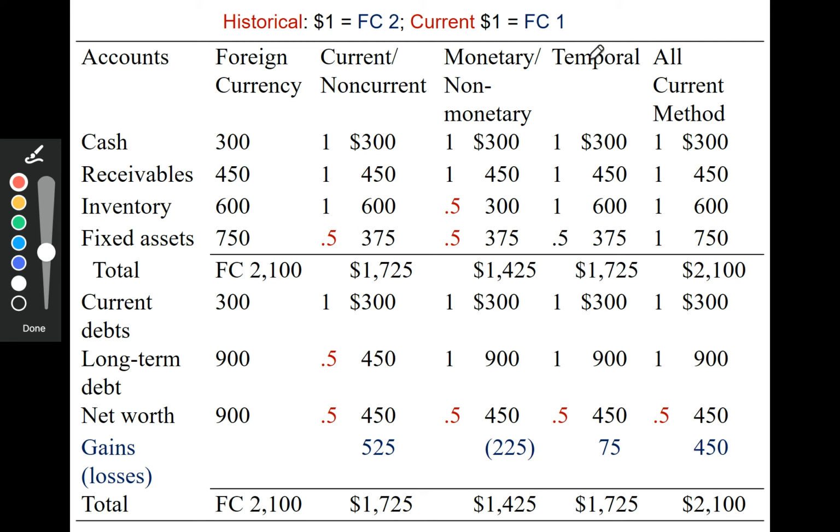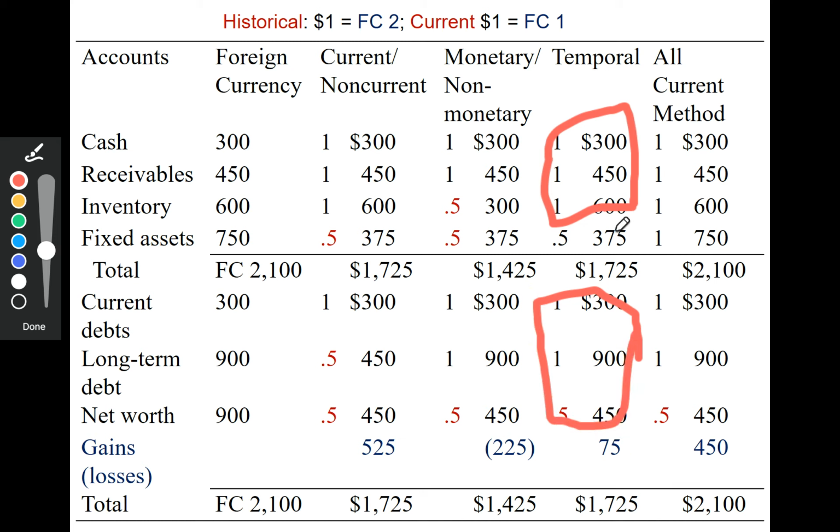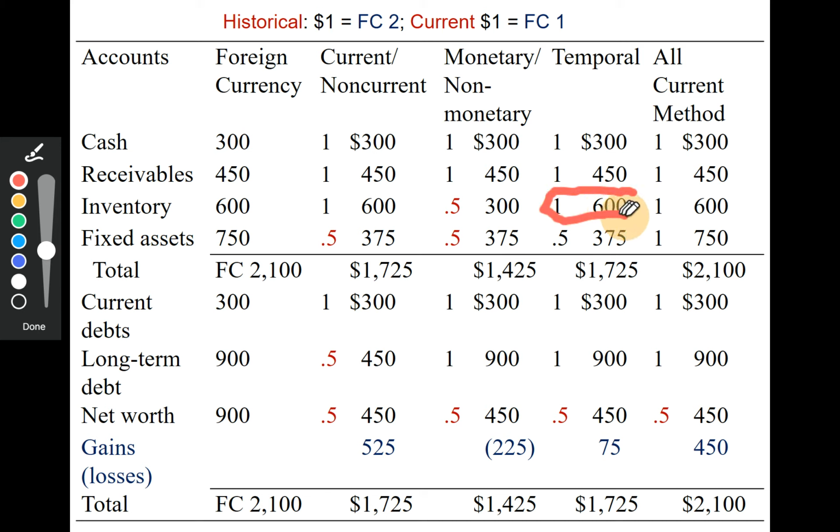Next we go to the temporal method. Everything is the same as the monetary method. All these numbers are the same. So I don't give you a headache. The only thing that is different from the monetary method is inventory. And here we have a case where the information about the company tells us that they keep inventory at the current cost. Everything is recorded in their inventory system for accounting purposes at current cost.